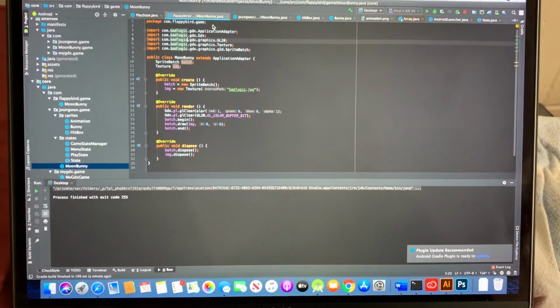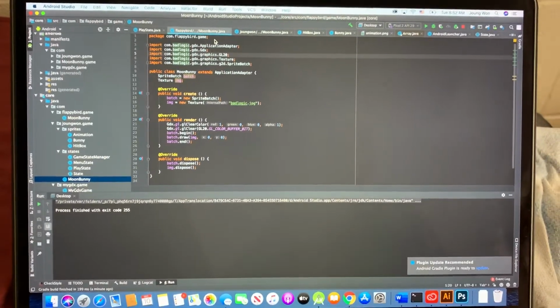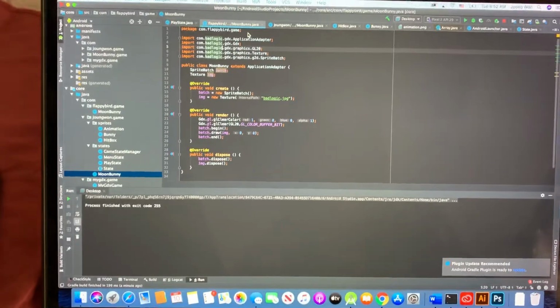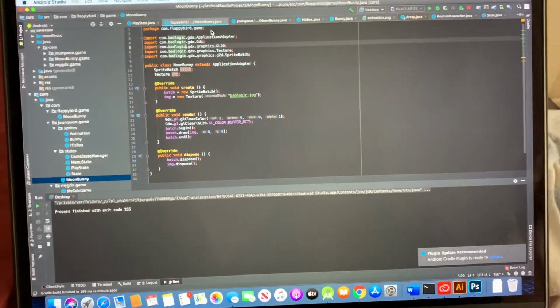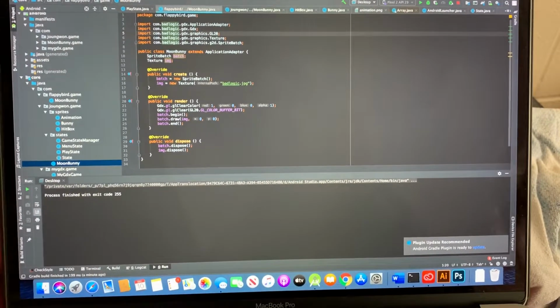For our CS125 final project, we made a FlappyBird game using a software library called libgdx. The reason why we use libgdx is because it makes it easier for us to import images and animations into the game.